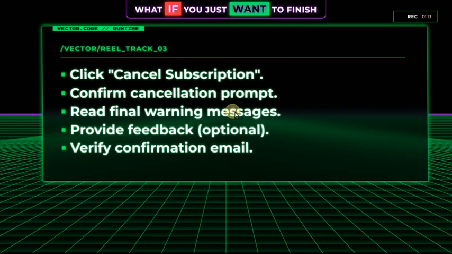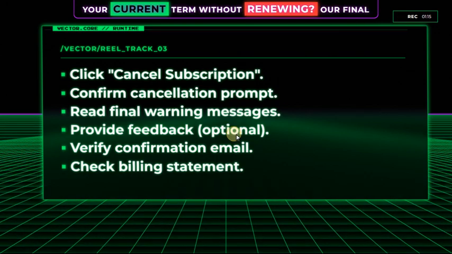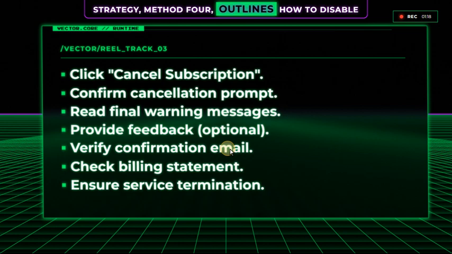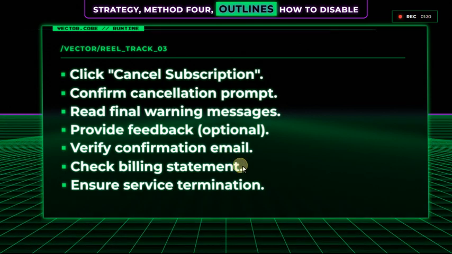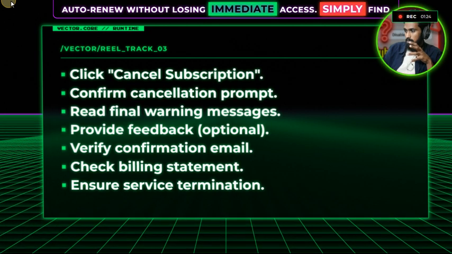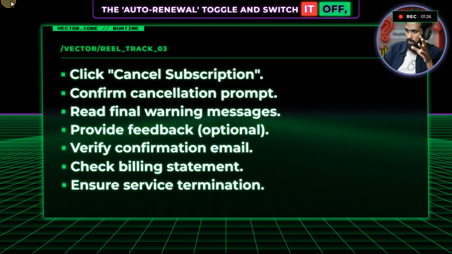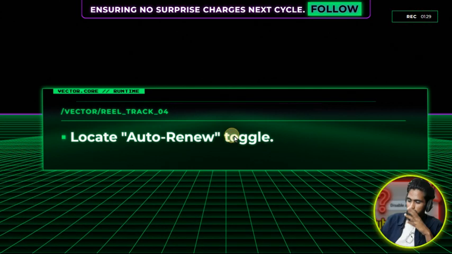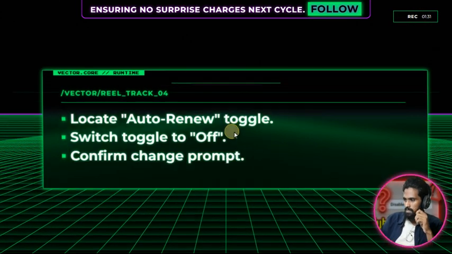But what if you just want to finish your current term without renewing? Our final strategy, method 4, outlines how to disable auto-renew without losing immediate access. Simply find the auto-renewal toggle and switch it off, ensuring no surprise charges next cycle.